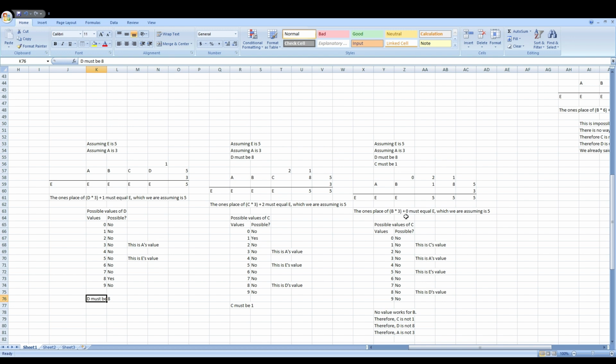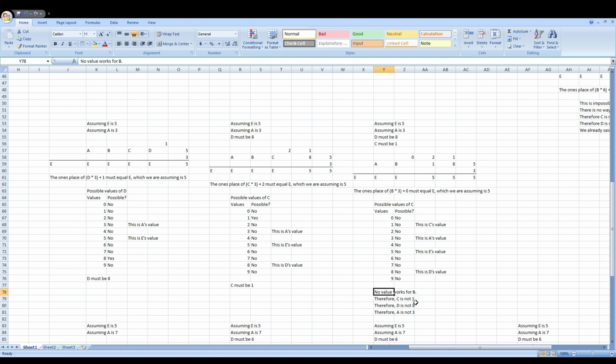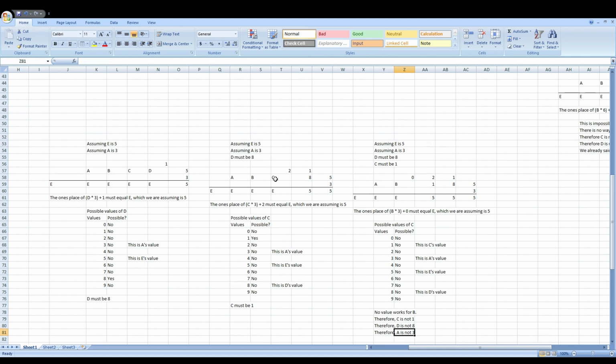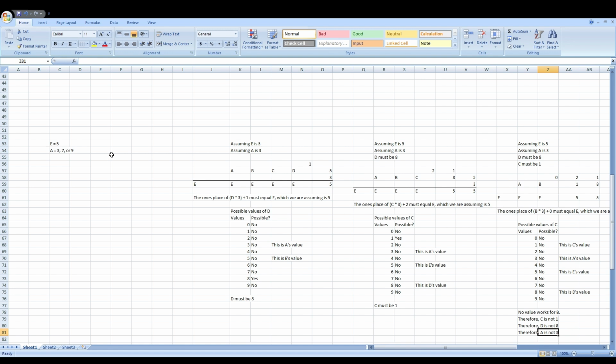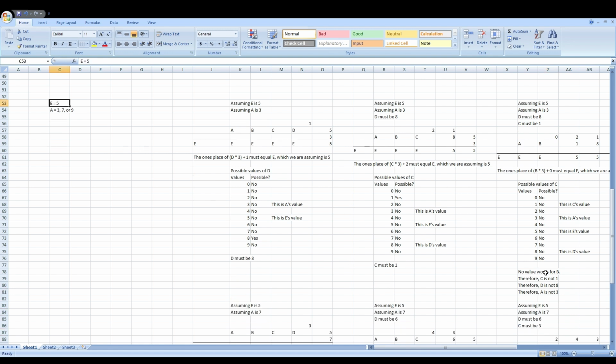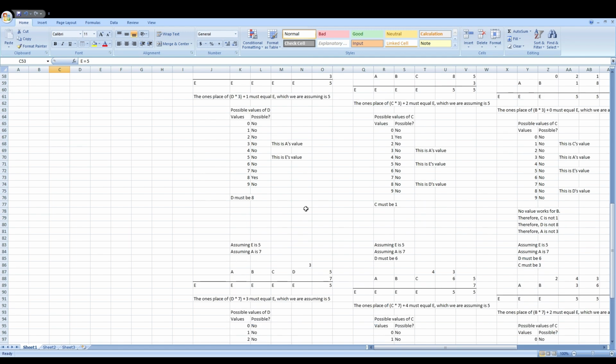B times 3 plus 0 equals 5. Now, you could say 5 works for B. That's true. But that's already E's value. It's already taken. So B can't overlap with E. So no values work for B. Therefore, C is not 1, D is not 8, and A is not 3. So we're back to the beginning, but we're making progress. So E is 5, but A is not 3.